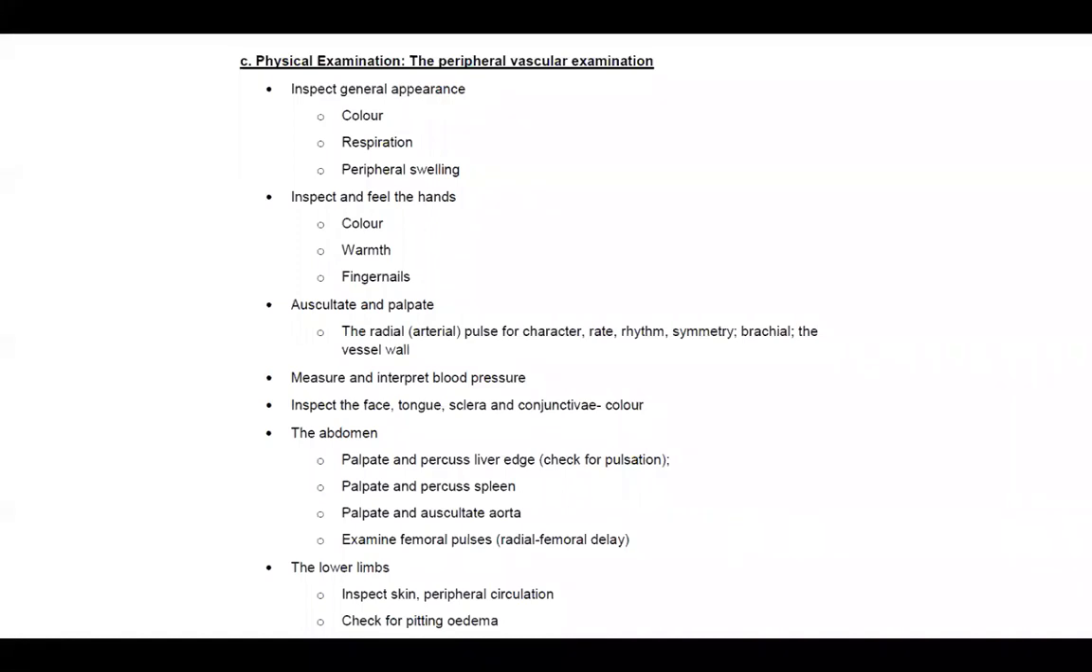And other questions were like, how do you differentiate them? So you mentioned HOCM, you mentioned MVP, so the mitral valve prolapse. You can mention tricuspid regurg, which can also mimic mitral regurg, things like that.